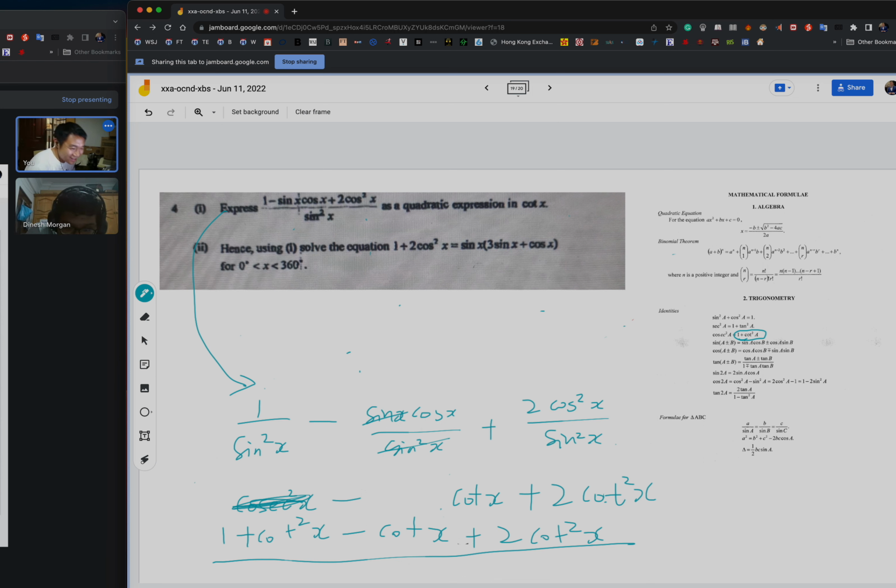Okay? So that's how you can get it into cotangent only, right? Quadratic equation? And very good. So this will be your, yeah, this is a quadratic equation, right? So you can simplify this. You can add up, which is 3 cotangent square x. Why do I keep writing cosine?